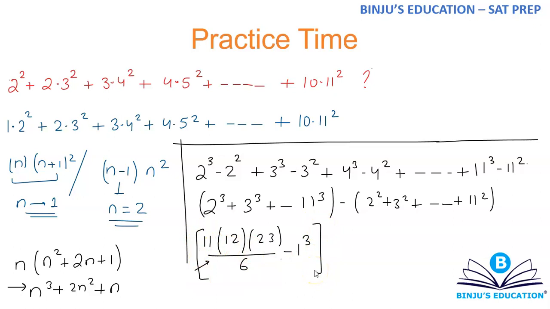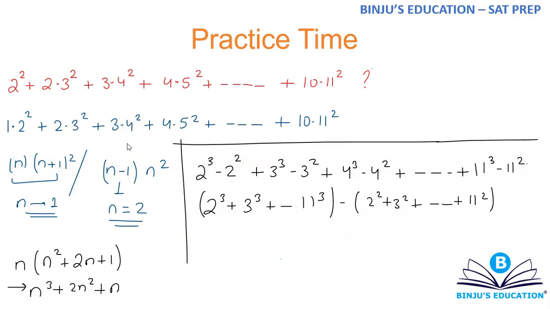The formula is from 1 cube to 11 cube. I don't have 1 cube, I'm starting with 2 cube, so I'm going to subtract 1 cube in order to balance out my equation. And the same thing I'm going to do with the square part also. Okay, I think I've made a silly mistake. I'm really sorry.